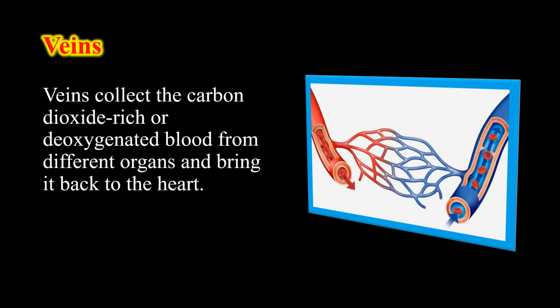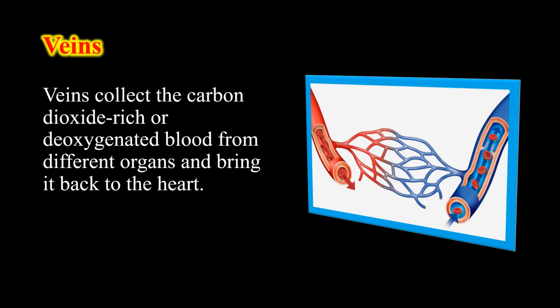Now let us come to another type of blood vessels, veins. The veins collect the carbon dioxide rich blood, or deoxygenated blood, from different organs of the body and bring it back to the heart. And as the veins are collecting vessels, they collect deoxygenated blood from the different body parts, and that's why the flow of the blood remains slow in the veins.